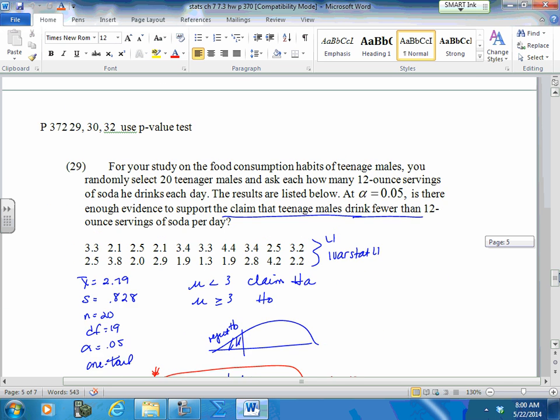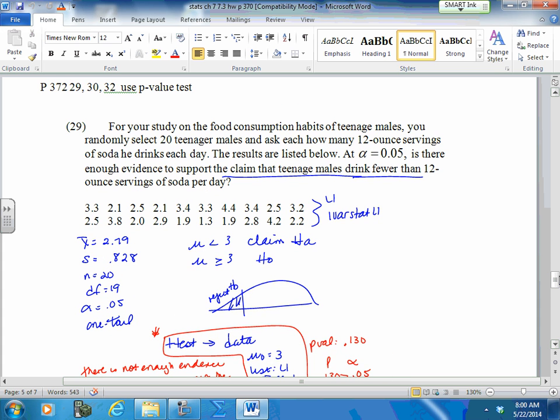Now the last three, I wanted you to use your p-test. Again, make sure you put it in your calc. Give me your Sx, your sample standard deviation. Your claim was that you randomly select 20 teenagers, and that's your sample. And you want to know, do they drink fewer? Fewer is less than, but not less than or equal to, because you want fewer. So that's your claim, and your HA.